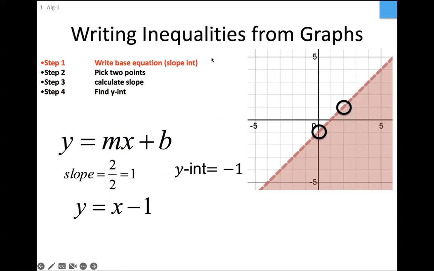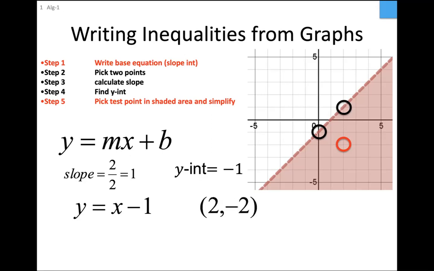Now I turn it into an inequality by picking a test point. If I pick a test point in the shaded area, anything in the shaded area, I'm picking (2, -2). So (2, -2) is that point that I just circled in red. I throw those values into the equation for both y and x. Remember, 2 would be your x value, -2 would be the y value, and I take those values and toss it into that equation right there and rewrite the equation.